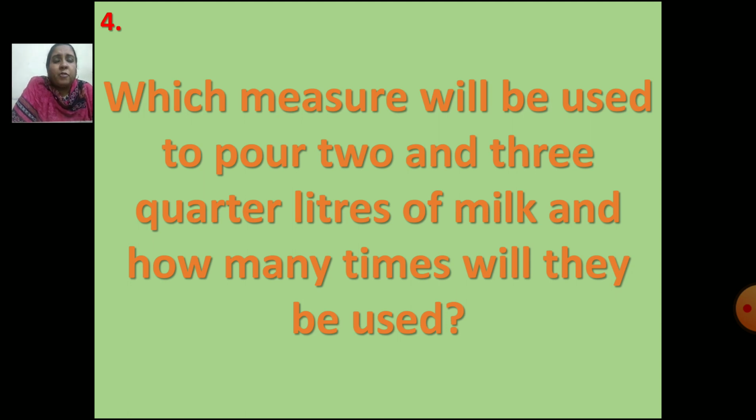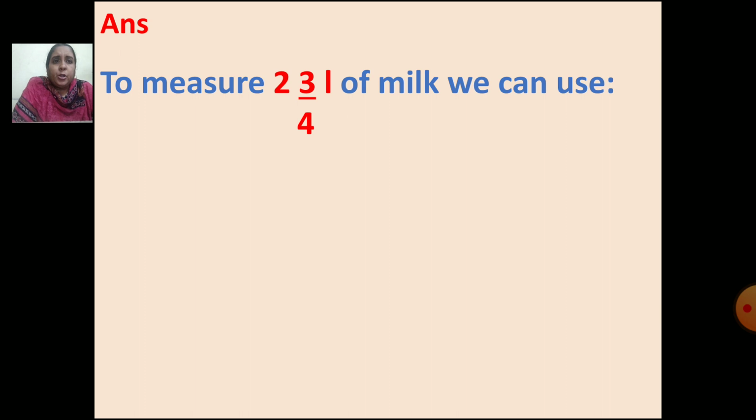So you have to think which measure you will use to pour 2 and 3/4 liters of milk. Okay, that you should remember. Now how to write the answer? So one way, first way is to measure 2 3/4 liter of milk we can use. So this is one way.